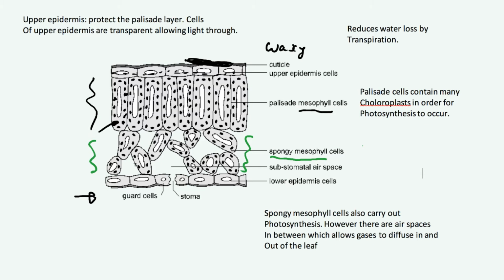Alright, now if we look below it, we have the lower epidermis. Now the lower epidermis, let me just redraw that because I'm going to avoid those cells on purpose. The lower epidermis basically has the same role as the upper epidermis. It's another protective layer. So the lower epidermis protects just like the upper epidermis does, and I'm not going to speak too much more about it.